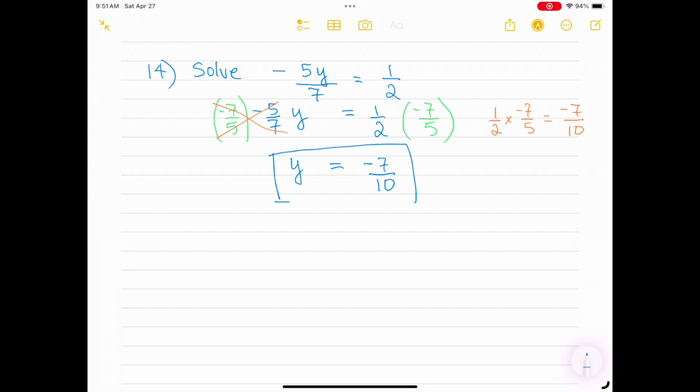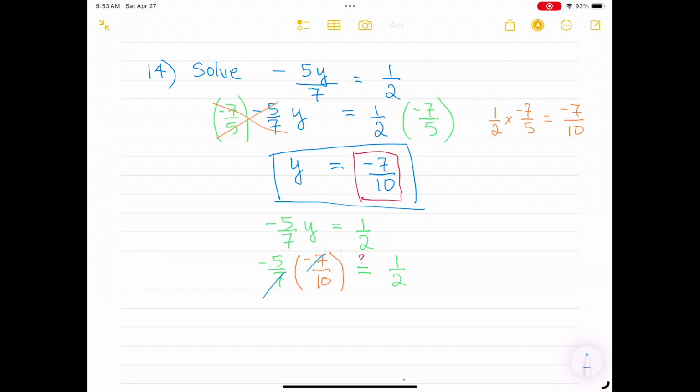Now I check that answer, negative 7/10, by plugging it back into the original equation, negative 5/7 y equals 1/2. I substitute negative 7/10 for y. So now I have negative 5/7 times negative 7/10. Does that equal 1/2? And I see that the 7's in the numerator and denominator cancel out, and 5 goes into 10 2 times, which leaves 1 in the numerator and 2 in the denominator.